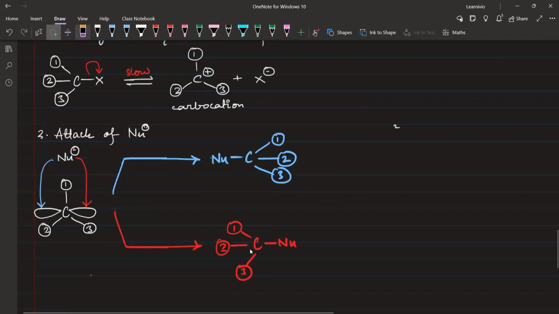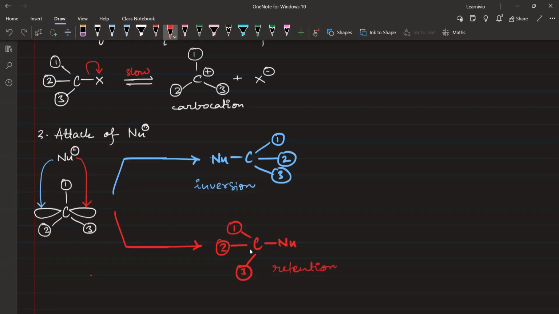If I compare this with the reactant, then I say that the blue product is inverted. Make sense? Invert हो चुका है. And the red product that we are having has retained the configuration whatever was present in the initial starting material. इसको हम लोग बोलते हैं retention. The inversion will also be 50% and retention will also be 50%.